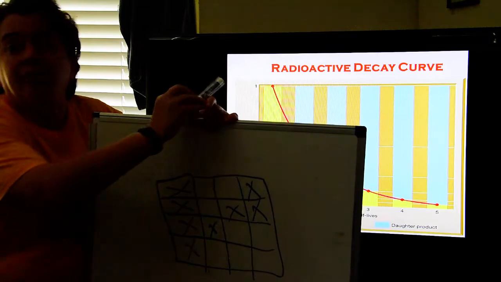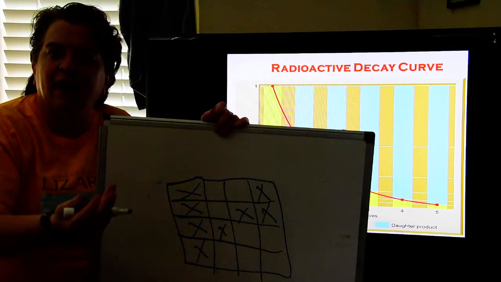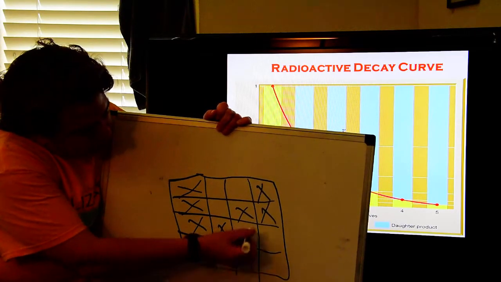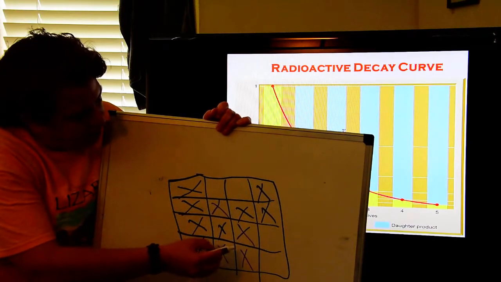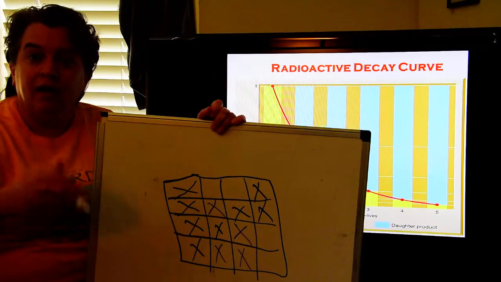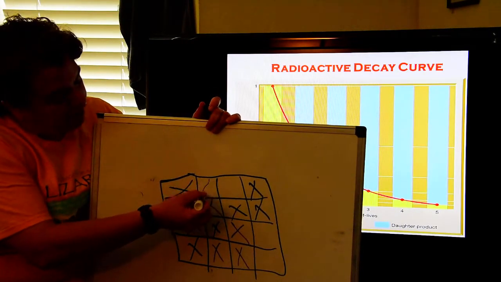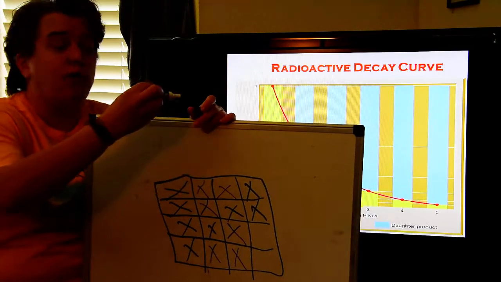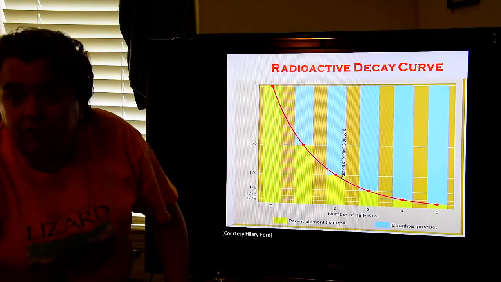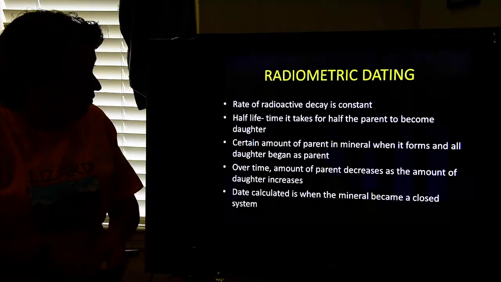After the next half-life occurs, if we have 8 parent and we take half of that, that's going to end up being 4. So now we should have 12 daughter atoms and only 4 parent atoms. And if it's 4 parent, then we take half of that again after the next half-life. You see how slowly the daughter increases and the parent decreases. In any case, that's the radioactive decay curve that we have.